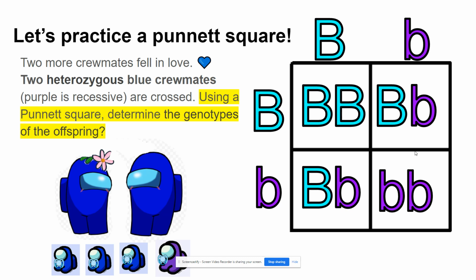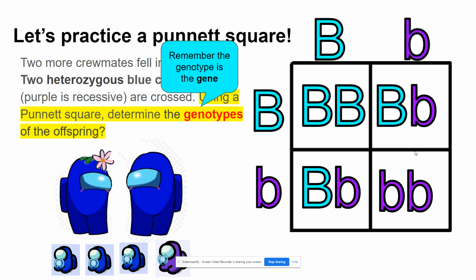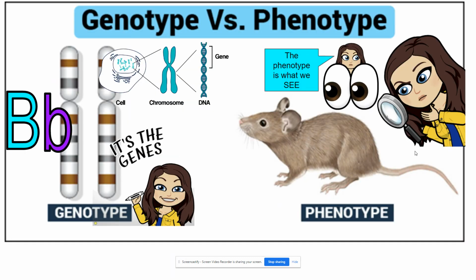Remember, whenever we learned it before, the genotype is the gene itself, the letters in the alleles. Looking at this image, the genotype is the DNA broken down into the segment of a gene and the alleles given. The genotype is the actual allele combination. So we have the big B and the little b, the letters represented by the type of gene, the variation, is the genotype.